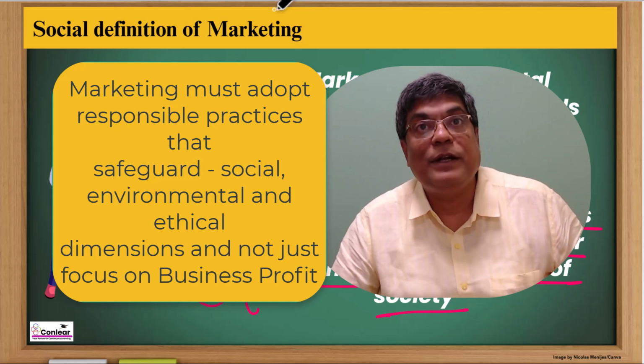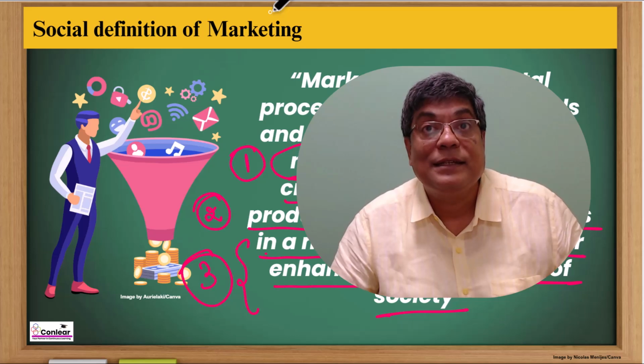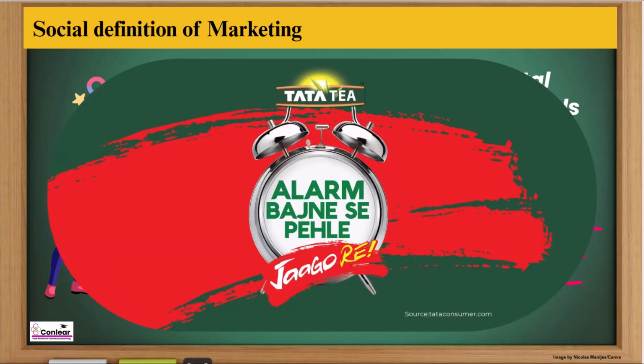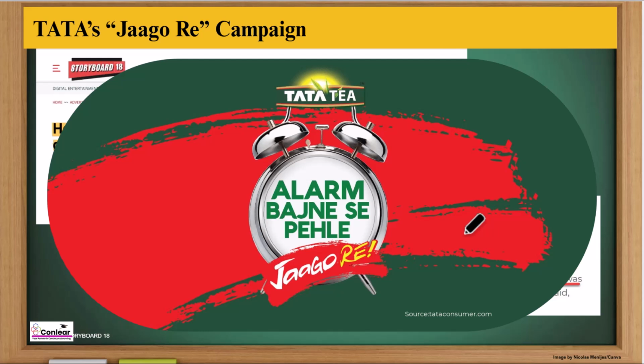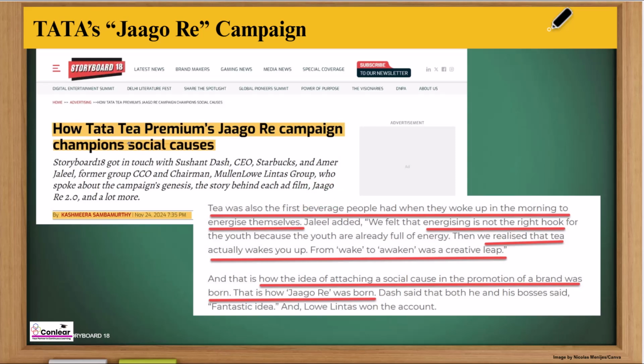A classic real world example of societal definition of marketing that comes to my mind is Tata Tea's Jagore campaign. I feel it must have been the longest running cause marketing initiative focused on social awakening and civic responsibility. So, what is the Jagore campaign and how did the slogan come up in the first place? I have attached two clips from Storyboard 18 that caught my attention when I was actually reading through the historical evolution, I would say, of this campaign starting from 2007.